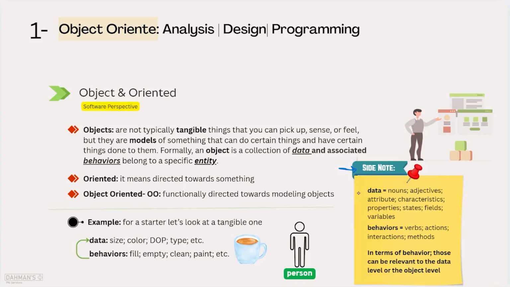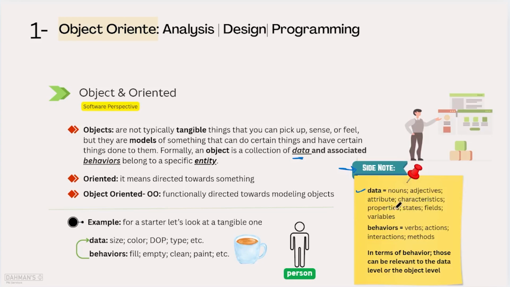I want you to remember this side note very, very well before we move to the second term of analysis. Number one, I want to tell you that this word data that I have chosen to use here is used interchangeably in so many different books in different ways. For example, some call it nouns, in others they call it adjectives, because look at the word here, color, it's an adjective. Size, it's a noun. Date of production, it's a noun. Type, etc.